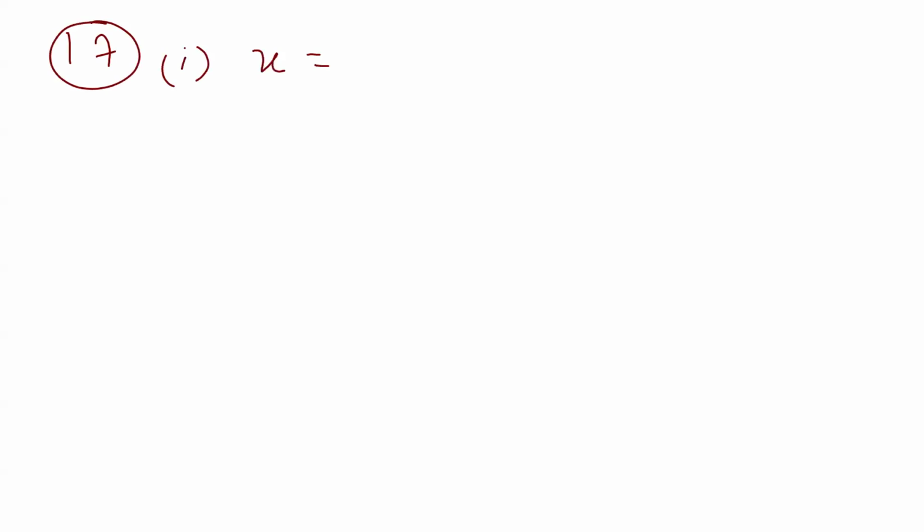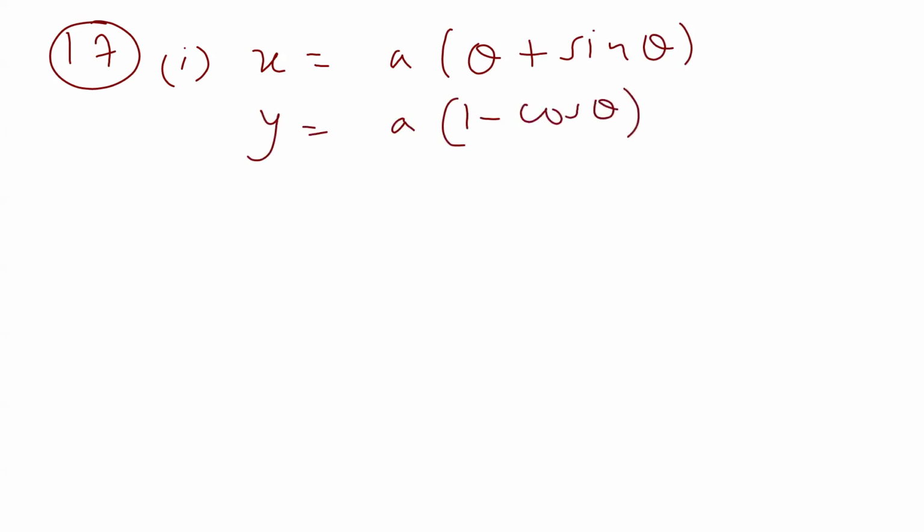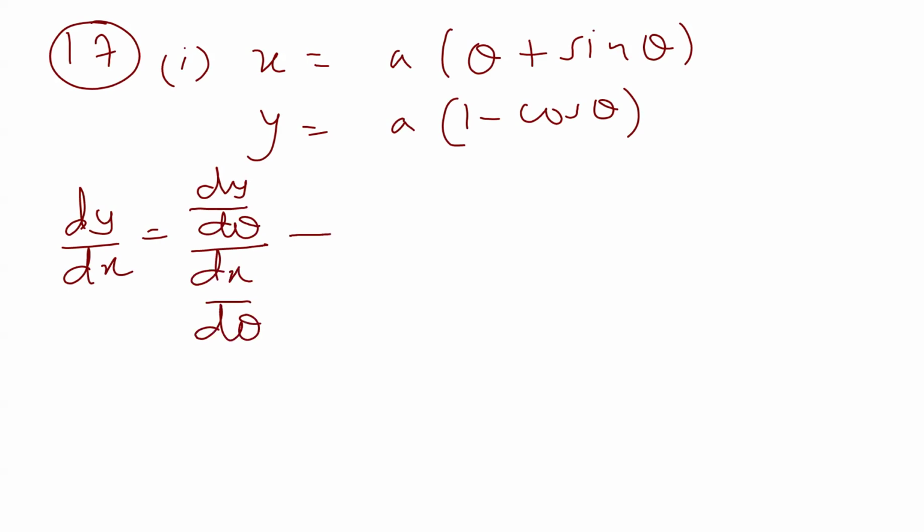x is equal to a times theta plus sin theta. y is equal to a times 1 minus cos theta. So dy by dx is equal to dy by d theta upon dx by d theta. Equation number 1. x and y are both functions of theta, where a is a constant.